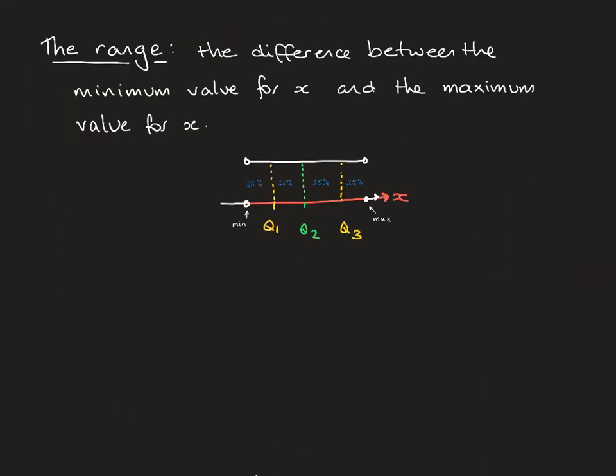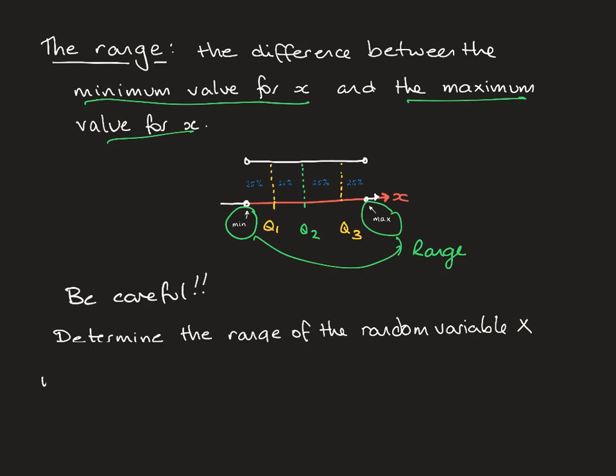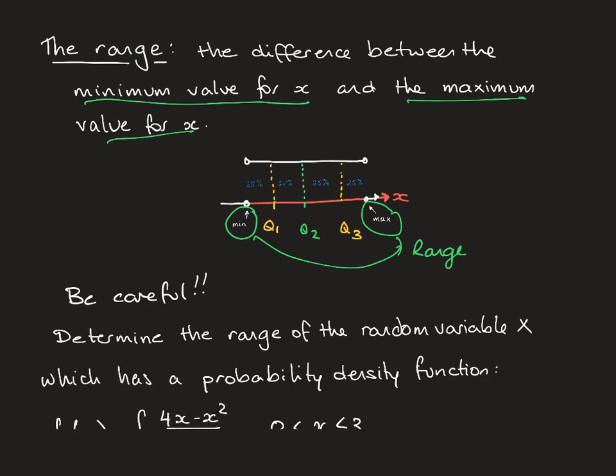So the final measure of spread I want to look at is the range, and it's the difference between the minimum value for x, so this x value here, and the maximum value for x, so this x value here. So this is our range. Seems fairly simple, but the reality is this is something that trips lots of students up. So let's have a look at an example.